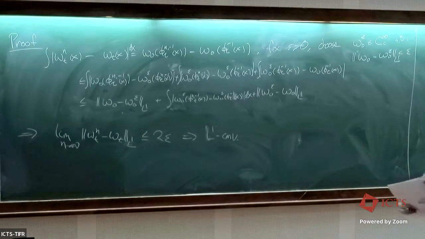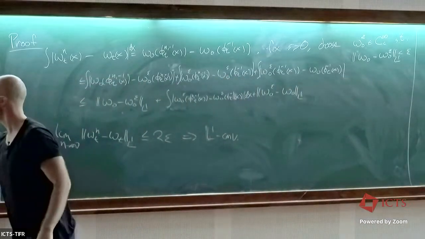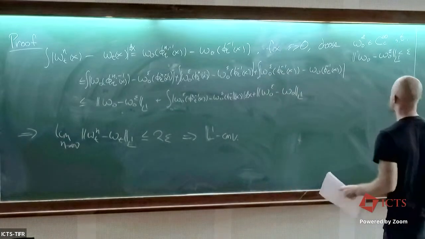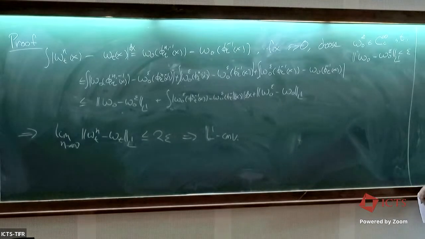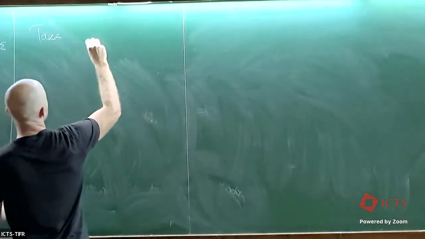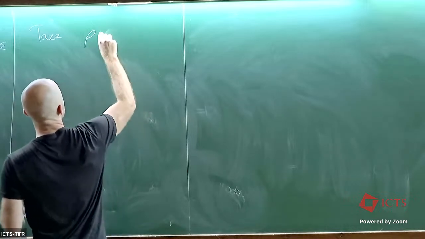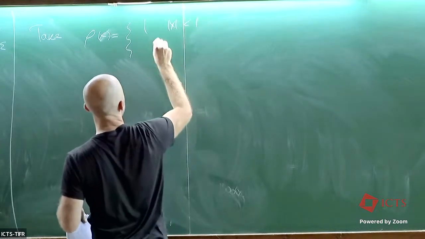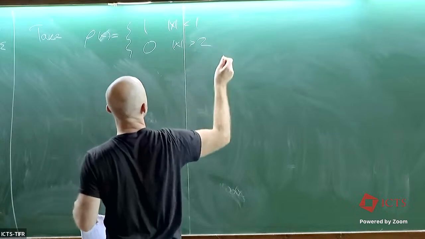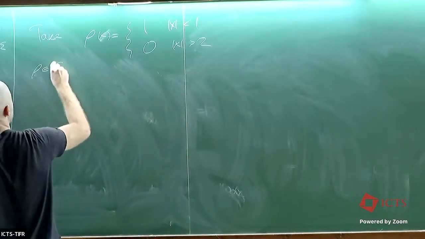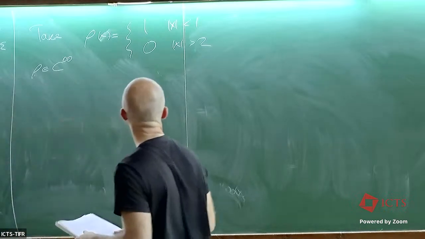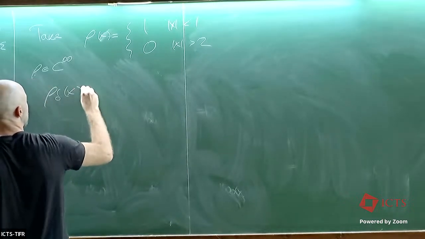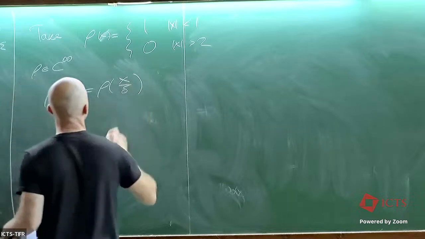Okay, now let's see that we actually have L infinity convergence of the velocity. So to do this, we need a small trick. We take some cutoff function, rho, which is equal to 1 when x is less than 1, and equal to 0 when x is bigger than 2, and take it to be smooth. Okay? And put rho delta equal to rho of x divided by delta.